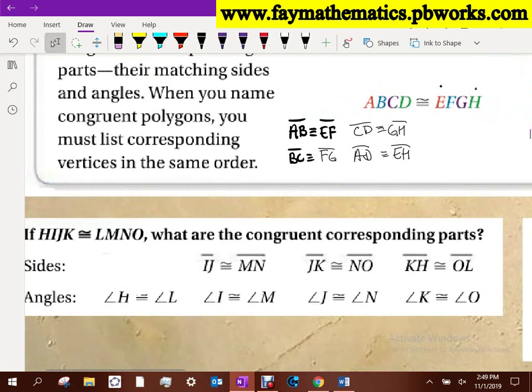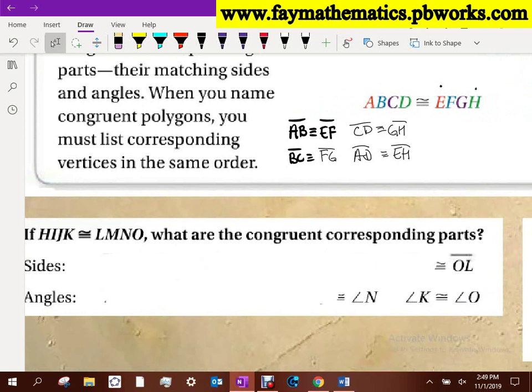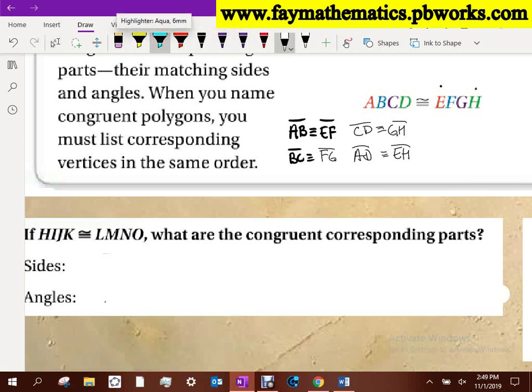Erase, these are the answers. If I have these 2 figures, HIJK is congruent to LMNO. Okay? Because I have 4 vertices, that means I have a quadrilateral. 4 letters, 4 vertices, 4 sides, quadrilateral. So quadrilateral congruent to quadrilateral. If I want to look at the side, what is going to be congruent to HI? LM, right? So HI is congruent to LM.